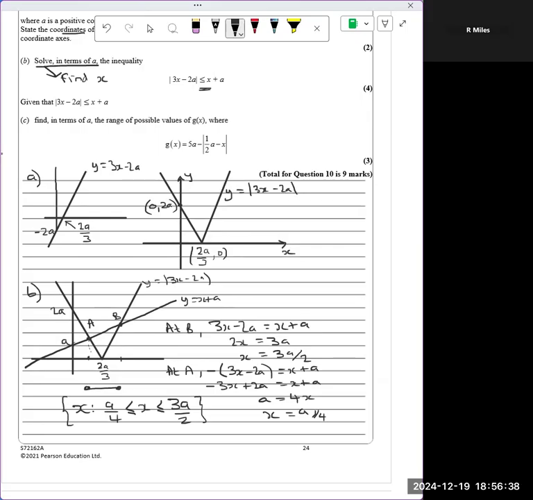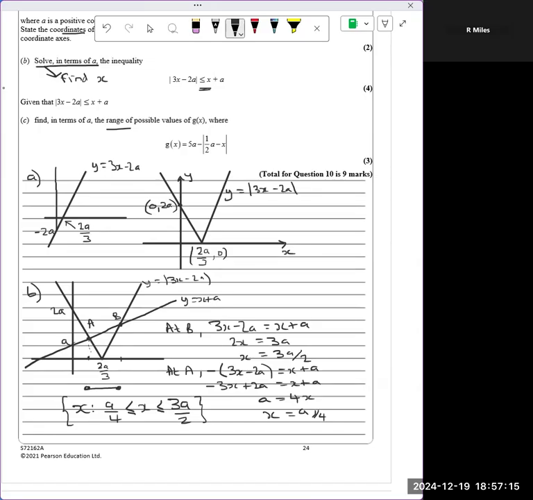Now the third part is the tricky one. It says given that the modulus of 3x is less than or equal to x plus a. So in other words, given that the restriction from part B is applying, so we have this limitation on the value of x. Given that that is true, find the range of this function g of x. So that means the spread of values in the y direction, the range of the function.